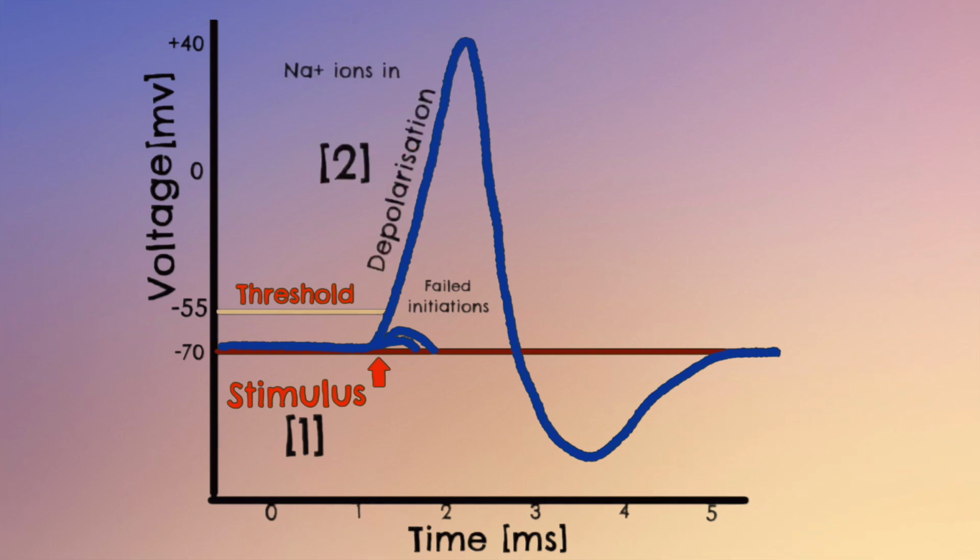Depolarization. Once the action potential has been triggered, sodium channels open, resulting in a rapid influx of sodium ions, and the cell becoming less negative. Next, the sodium channels close and potassium channels open. The efflux of potassium causes a drop in the membrane potential, leading to repolarization.